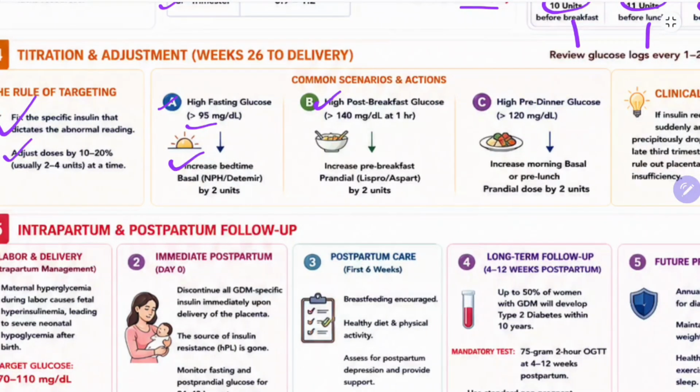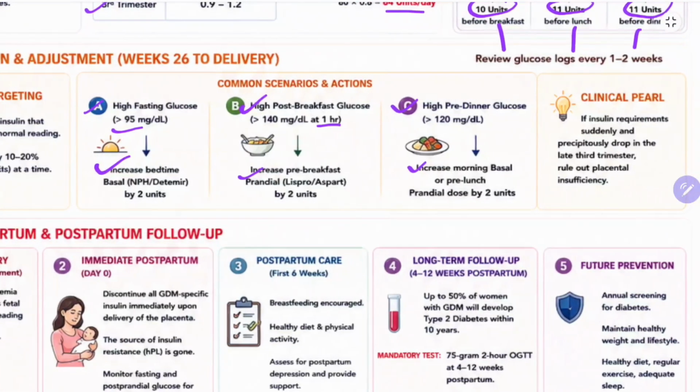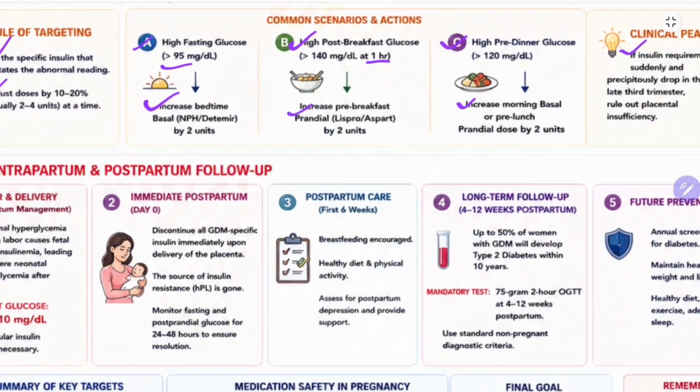High post breakfast glucose at 1 hour: increase the pre-breakfast prandial by 2 units. High pre-dinner glucose levels, that is more than 120 milligram per deciliter: increase the morning basal or pre-lunch prandial dose by 2 units. If insulin requirements suddenly and precipitously drop in the late third trimester, rule out placental insufficiency. This is one point.